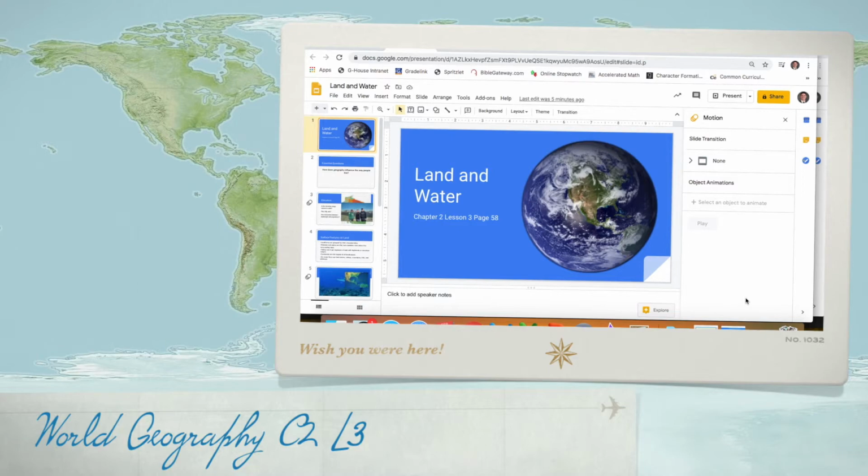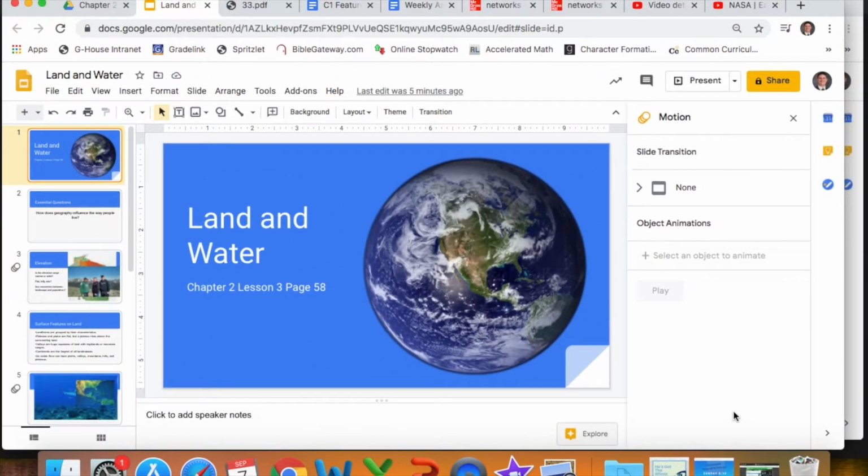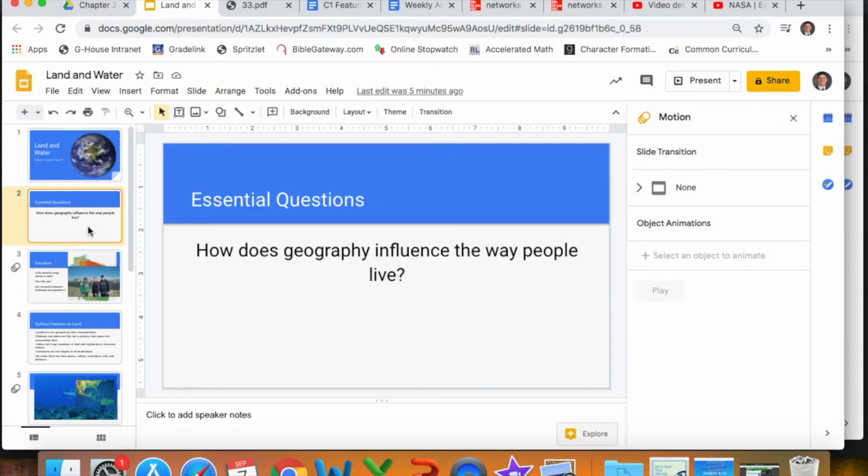Found on page 58 in your textbook. You're also welcome to read through this in your online textbook. The title of our section today is called Land and Water, in which we're going to continue to study what makes up our Earth and the different physical features of our Earth that would influence the geography of where people live. The essential question for today is, how does geography influence the way people live?